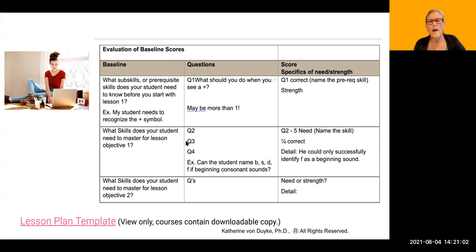And then let's say that you have 3 or 4 questions for the skills your student needs to master for objective 1, and they can only answer 1 out of 4 of those questions. So this becomes a need. And let's say in this case, the need was to name these 4 consonant sounds when they begin a word. So you would name that skill. And then you would give a little detail there that he could only successfully identify F when it was shown as a beginning sound. Very, very important when you summarize this here. It doesn't ask you to do this anywhere on the EdTPA, but it asks you to draw on this kind of information repeatedly. And then you go on to objective 2 and do the same thing.